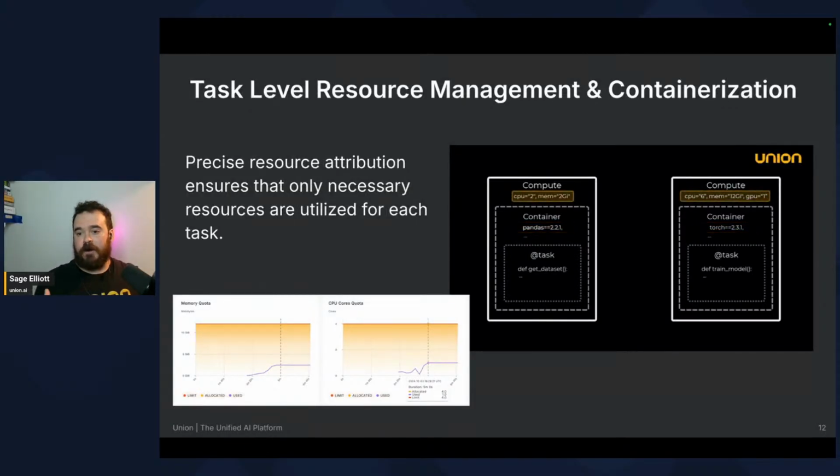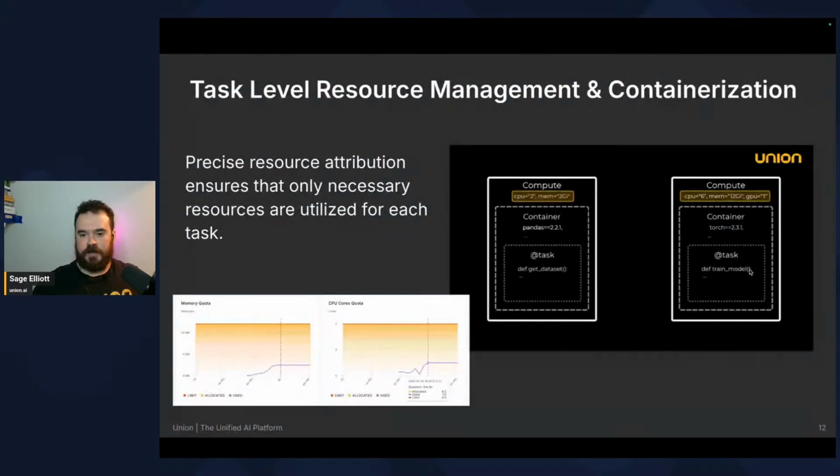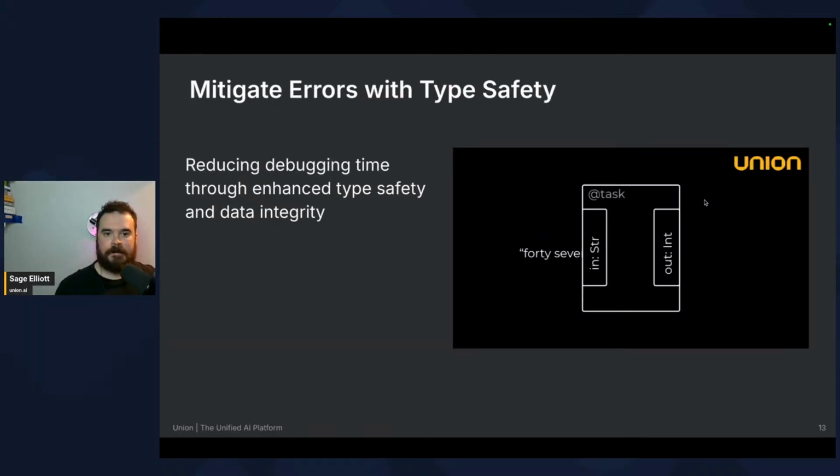Task level resource management and containerization. This one's really big for cost saving a lot of the time. So if we had a pipeline like this where we're getting the data set, pre-processing, and then training the model, training probably is the only place where we need a GPU. So we don't want to be spinning up a whole bunch of resources like a GPU and then spend potentially hours downloading a massive data set to it. We only want to use a GPU when we need it in the training task in this case. So we can define specific containers and compute resources per task in our pipeline here.